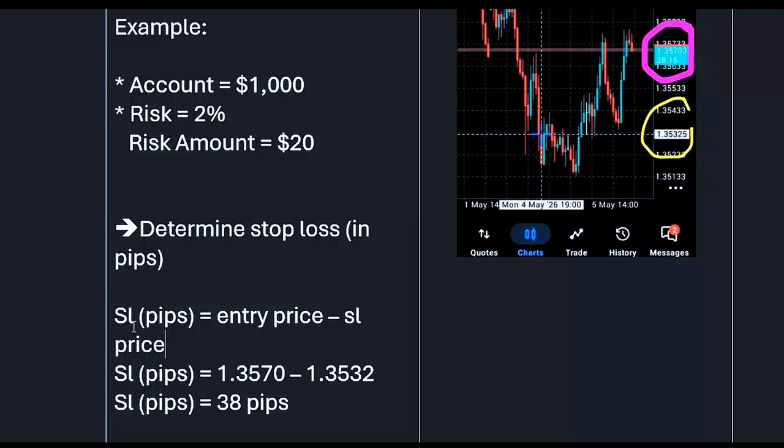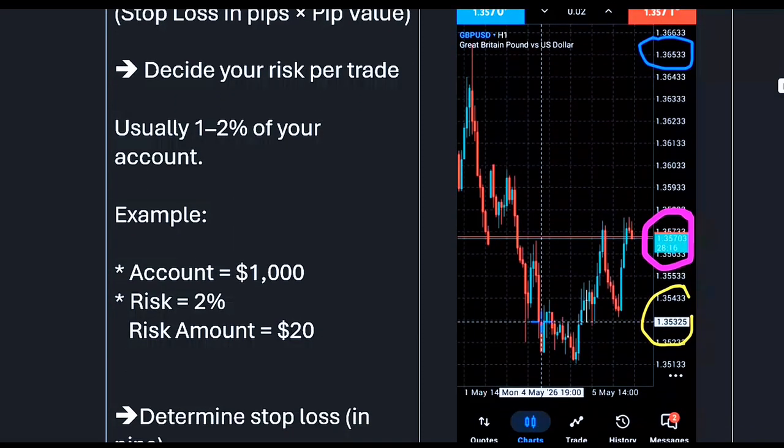The formula is very simple. Stop loss in pips equals the entering price minus the stop loss. So how do you find this? I'm going to use this particular chart that I have here to show you a simple demonstration of how to do that. It is the same thing in your real account.